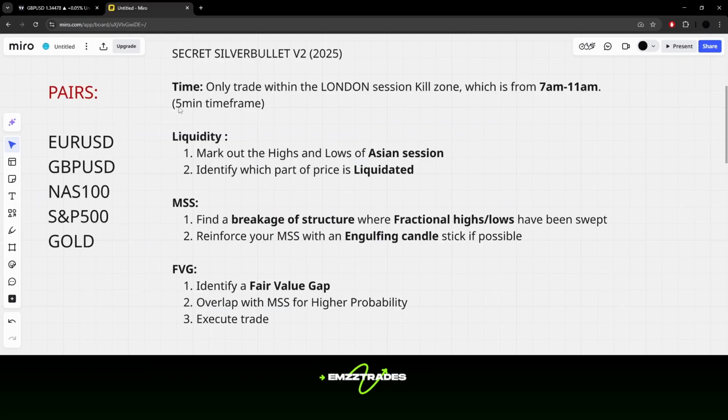First things first, you only trade within the London kill zone session, which is from 7 a.m. until 11 a.m. on a 5-minute time frame.